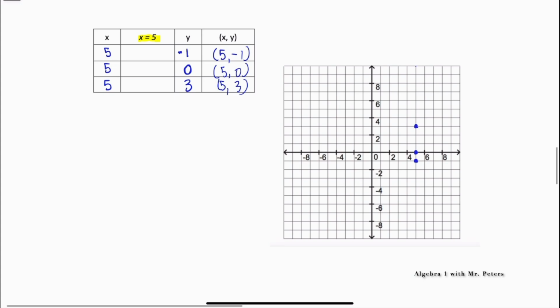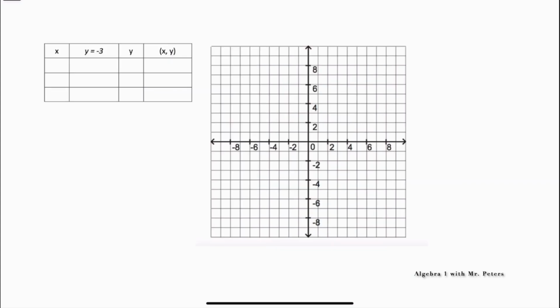So no matter what value we have for y, the x's are always going to be 5. So this type of equation or this type of line is a vertical line and the slope is undefined. There is no slope at all. So please be mindful when you have this type of question, and we're going to go on to the next special case.